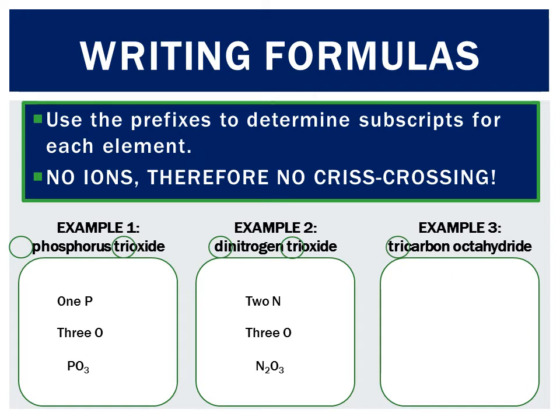Another example. Tricarbon octahydride. Tri means 3 carbons. Octa means 8 hydrogens; hydride, not hydroxide here, notice it's just hydride. The 3 stays with carbon, the 8 stays with hydrogen: C3H8.